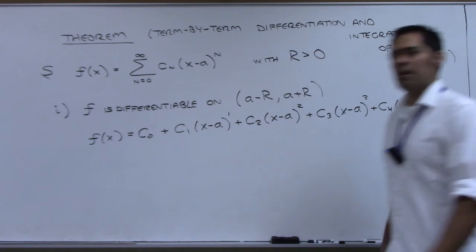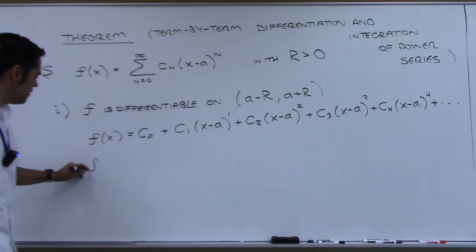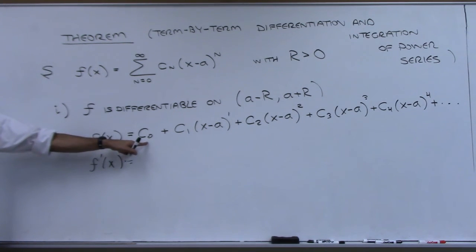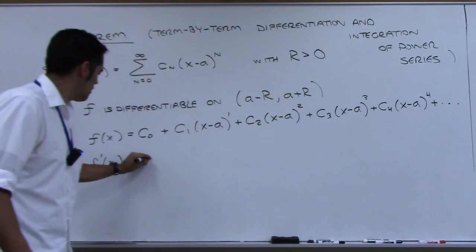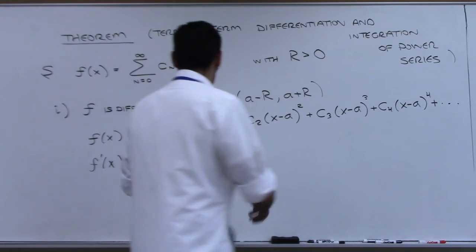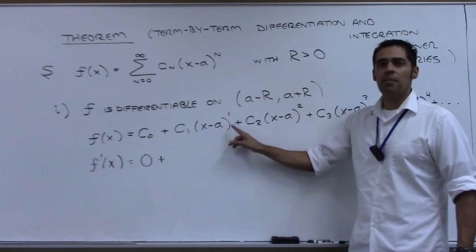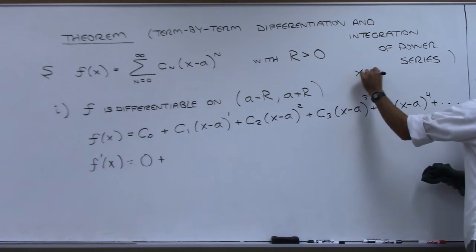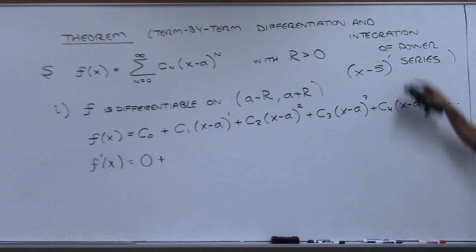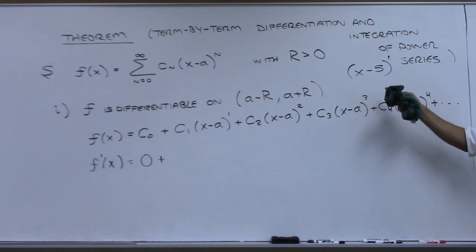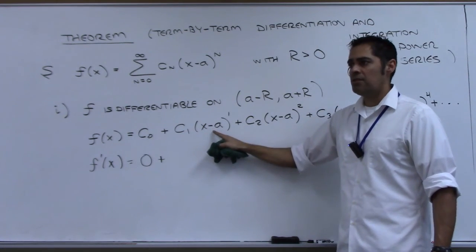So what's the derivative of this? What's the derivative of a constant? 0. Plus, all right, be careful here. This is a constant, so just bring it down. What's the derivative of x minus a to the first power? What's the derivative of x minus 5 to the first power? The derivative is just 1, isn't it? Yeah? So bring the c1 down. The derivative of that is just 1.